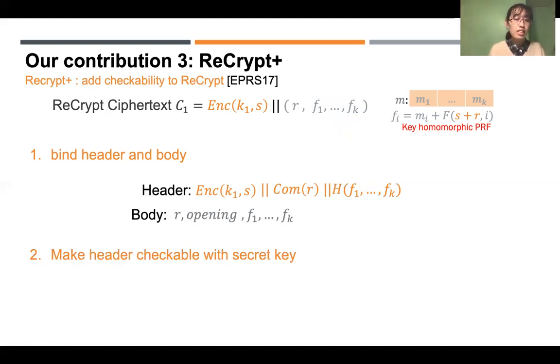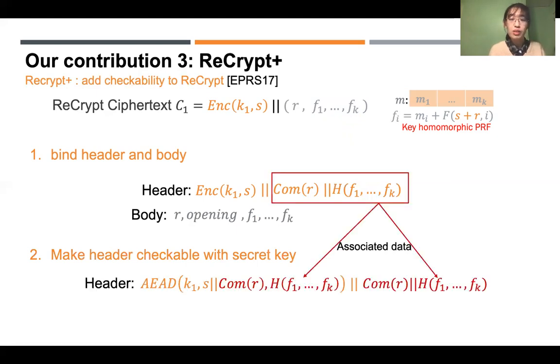Then the second step is to make the header checkable with the secret key. Our simple idea is to use authenticated encryption with associated data to achieve this encryption and treat the attached two parts as the associated data and also attach them at the end of the header. To check the header is only to decrypt the AEAD. Now the ciphertext is checkable. Then the challenge turns to how to update the ciphertext.